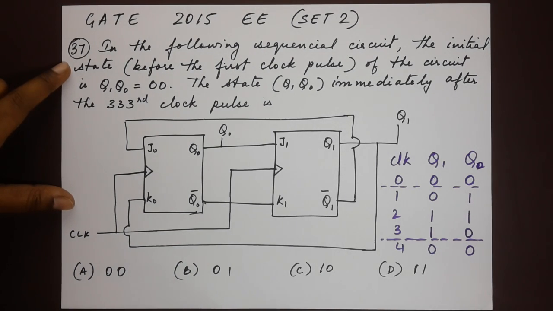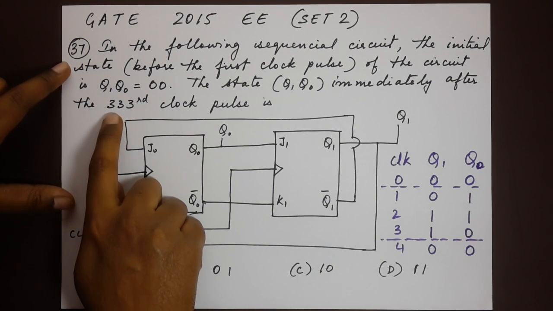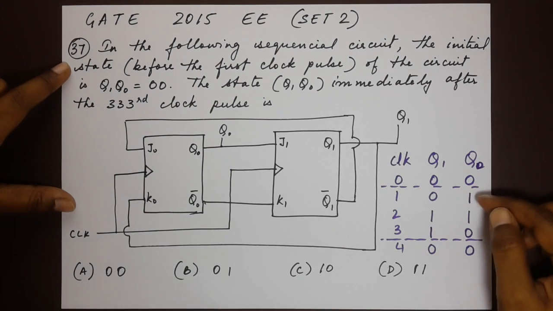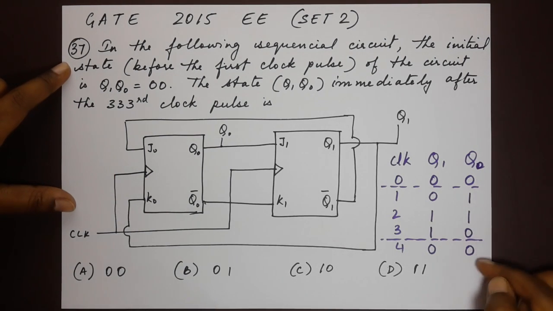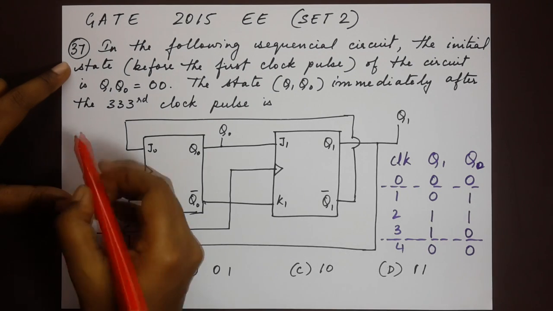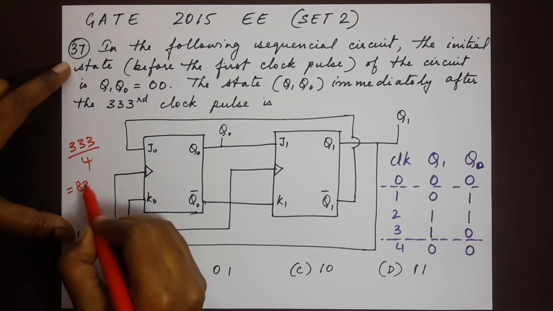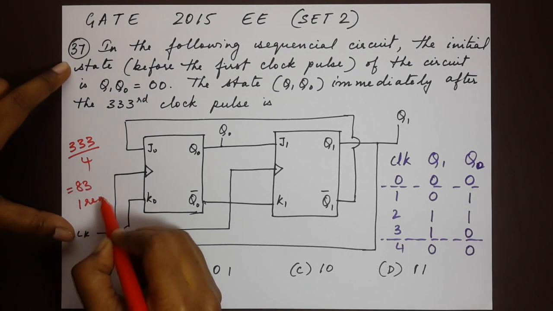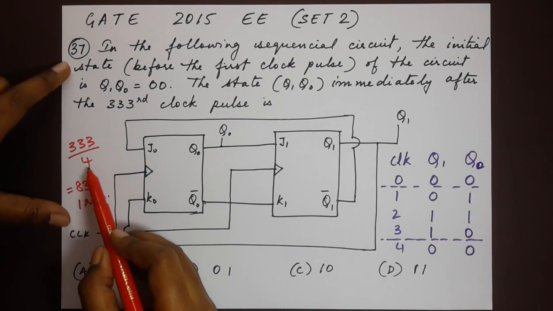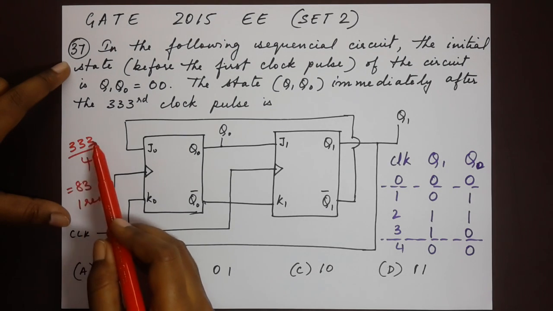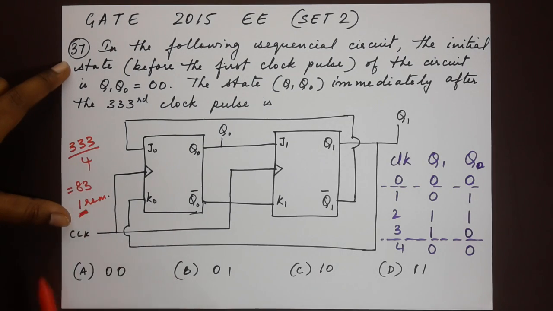So the next step is to just simply do a little bit of arithmetic, because the question says that we are supposed to find out the state immediately after the 333rd clock pulse. We see here that it takes 4 in order to make the state come back to 0 0. So 333 divided by 4 will give us 83 with 1 remainder, right? 4 times 83 is 332, which means there's 1 remainder.